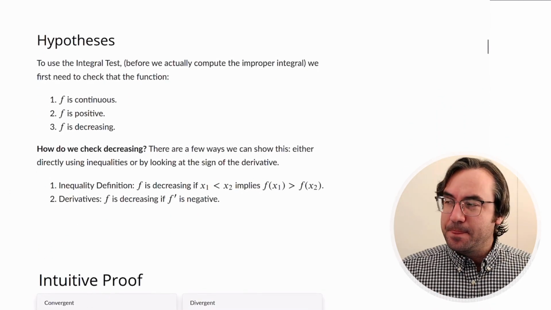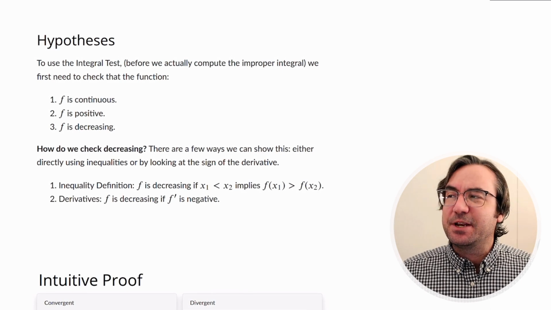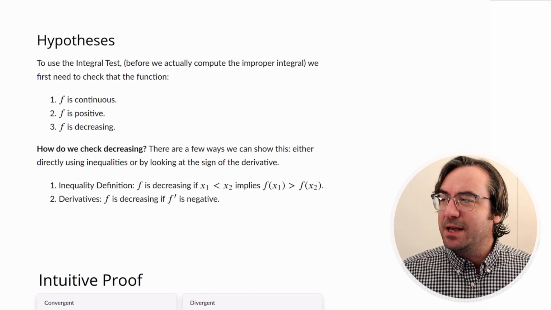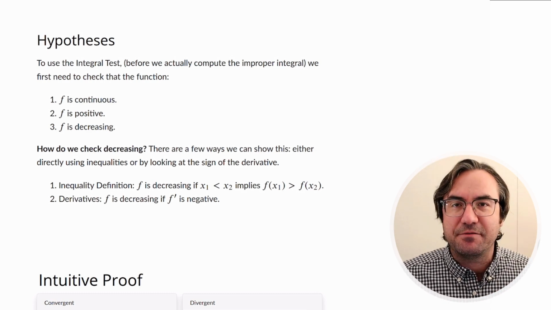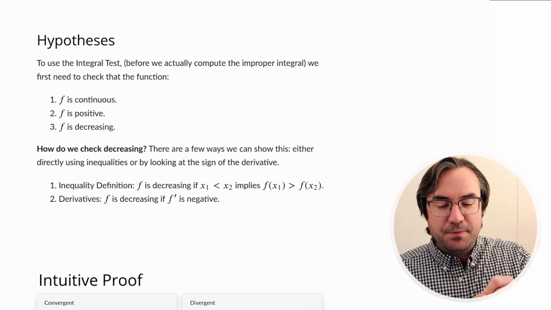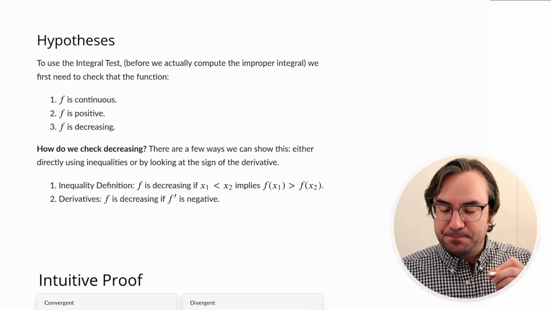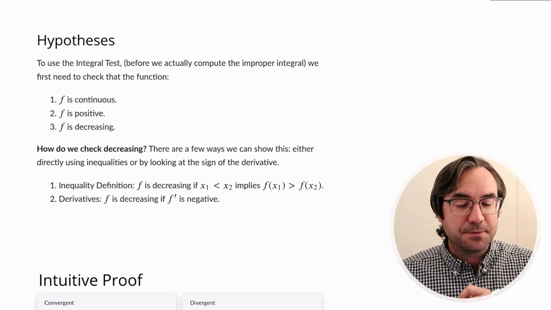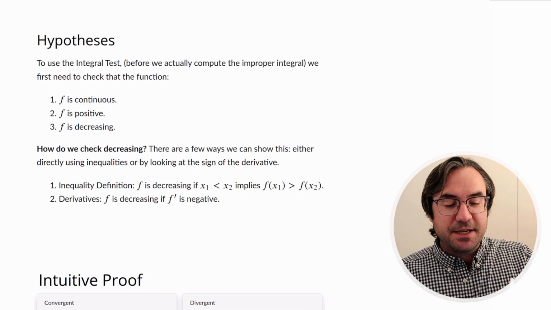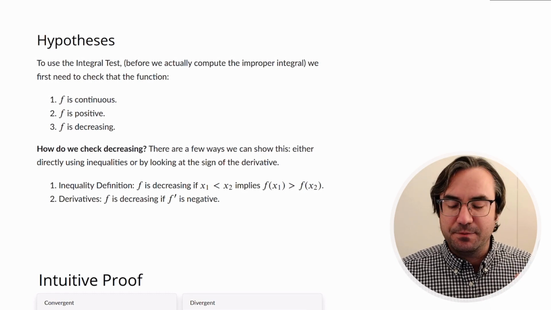All right, so with these hypotheses, these necessary conditions, we have to be a little careful. In a lot of cases, they're going to be obvious, but it is something we have to keep in mind. So we have to check that our function's continuous. And usually the biggest thing here is you just want to look out for division by zero.